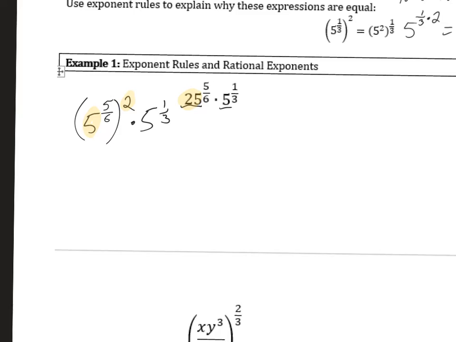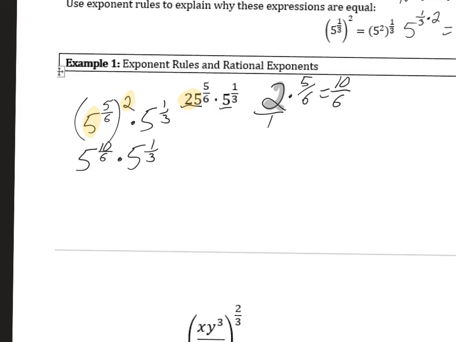Okay, so now, going back to my product rule, 2 times 5/6. So all we have to do here is think this is 2/1. So let's multiply straight across. 2 times 5 is 10. 1 times 6 is 6. So I'm going to write I have 5 to the 10/6 times 5 to the 1/3.